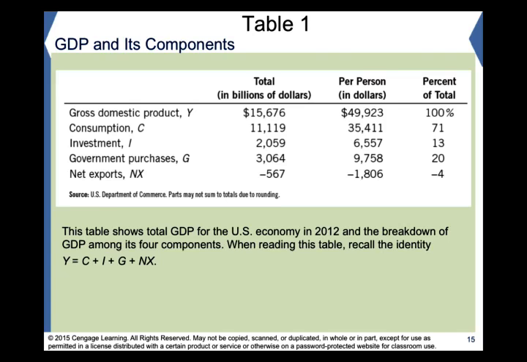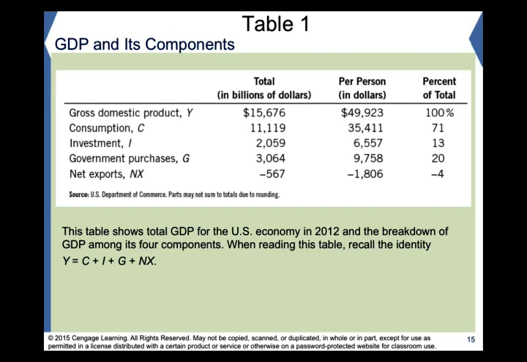Now this table, as you can see, is showing you in the form of a summary. So GDP, which is abbreviated as capital Y, the total of that was 15,676, and per person GDP was 49,923, and the percent of total is 100%. Consumption was 11,119, then per person was 35,411, and the percent was 71%.